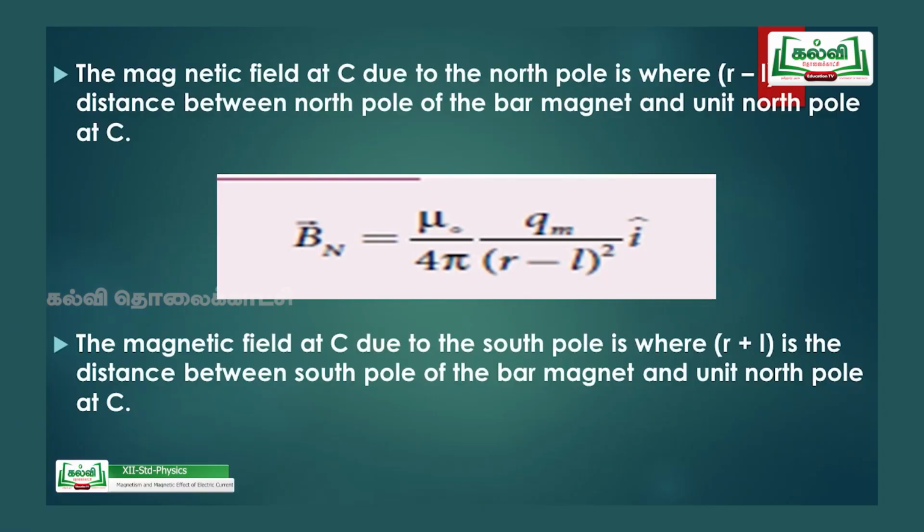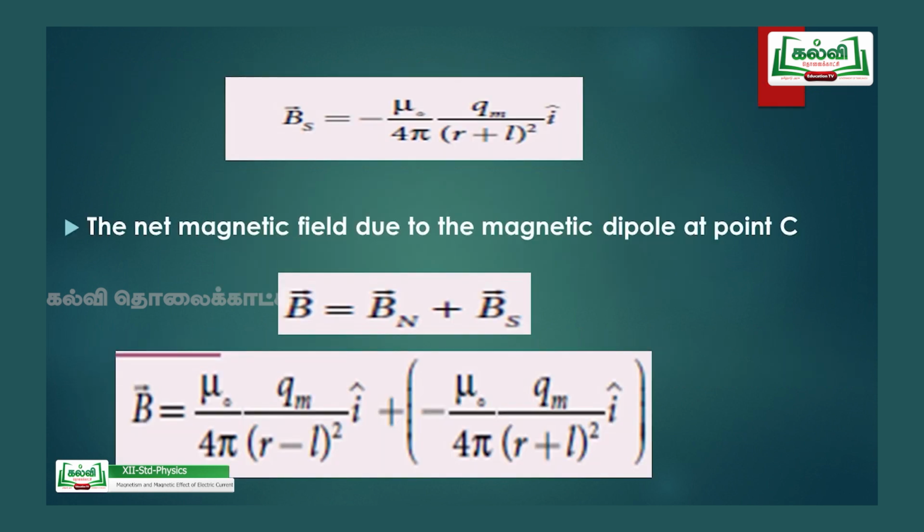First we write the magnetic field at C due to the north pole. We have to calculate the distance, which is R minus L. We substitute this R minus L in the formula: B is equal to mu naught by 4 pi into Qm, where Qm is the pole strength, divided by (R minus L) whole square, into the unit vector. This is due to the north pole. Now we write in a similar way for the south pole. The distance for the south pole is R plus L. Again substituting in the formula, we get the magnetic field due to the south pole at the point C.